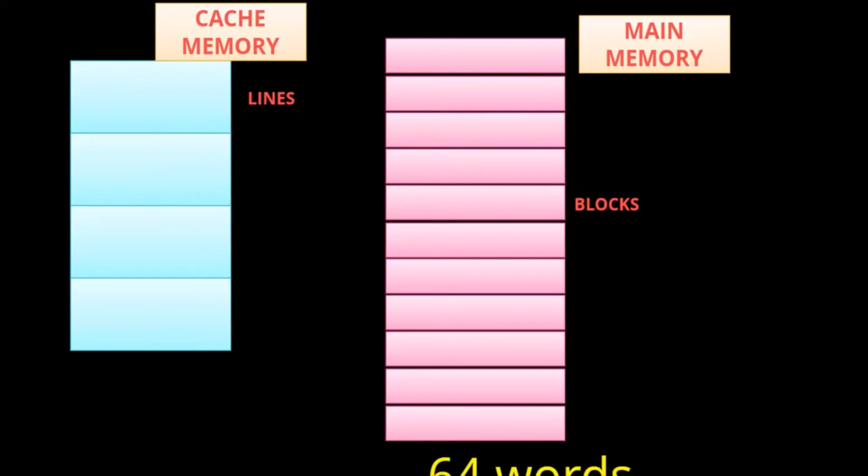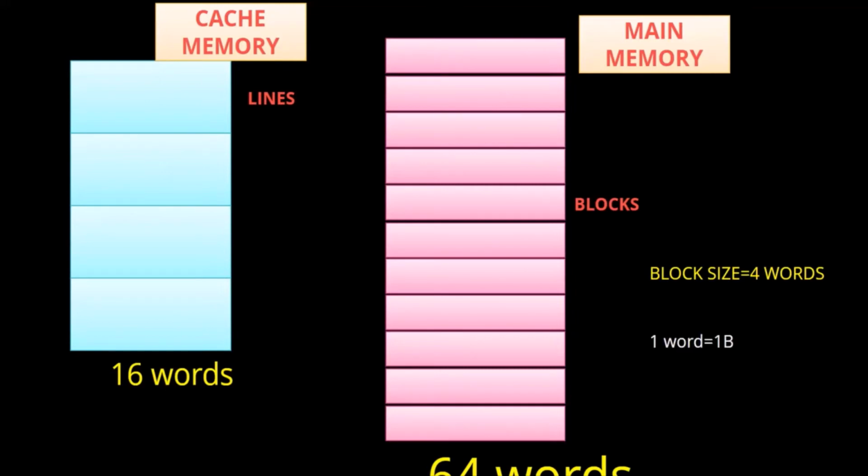This doesn't happen in real time. It's just for our understanding. Now let's see, this main memory consists of 64 words. We are assuming this main memory consists of 64 words, and this cache memory consists of 16 words. If you ask what a word is, it is the smallest addressable unit in the memory. Now we are assuming a single block consists of 4 words. Only one block consists of 4 words.